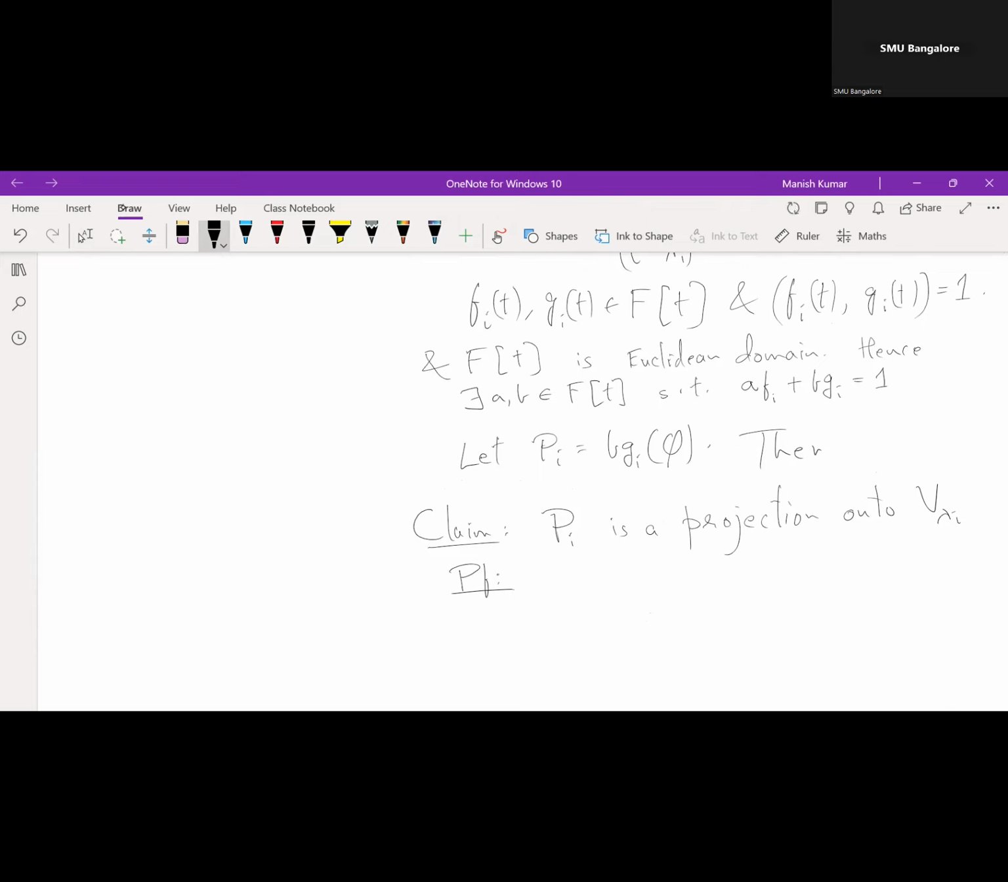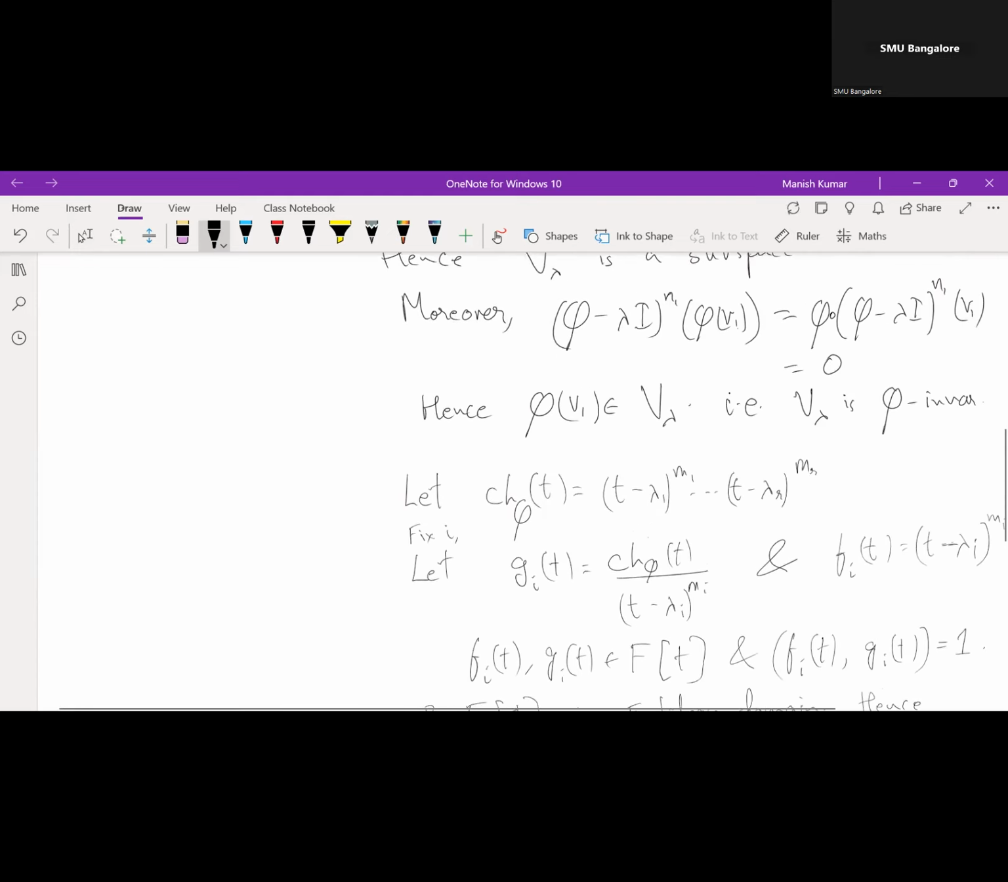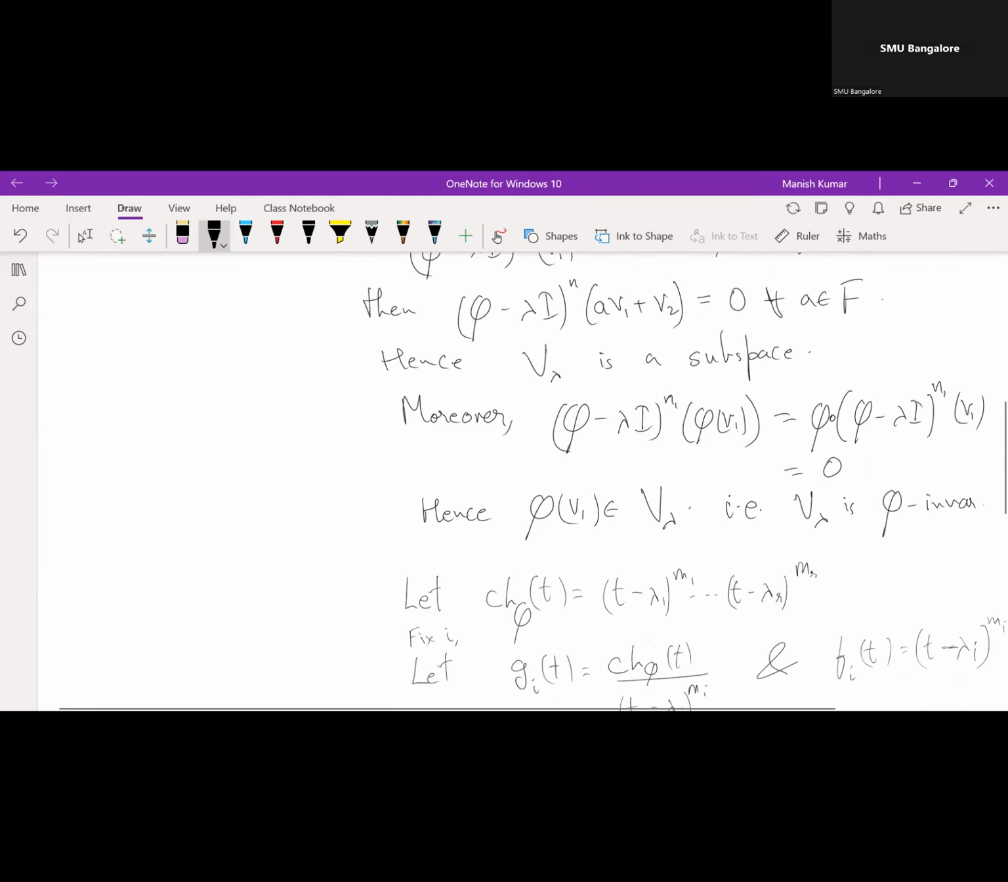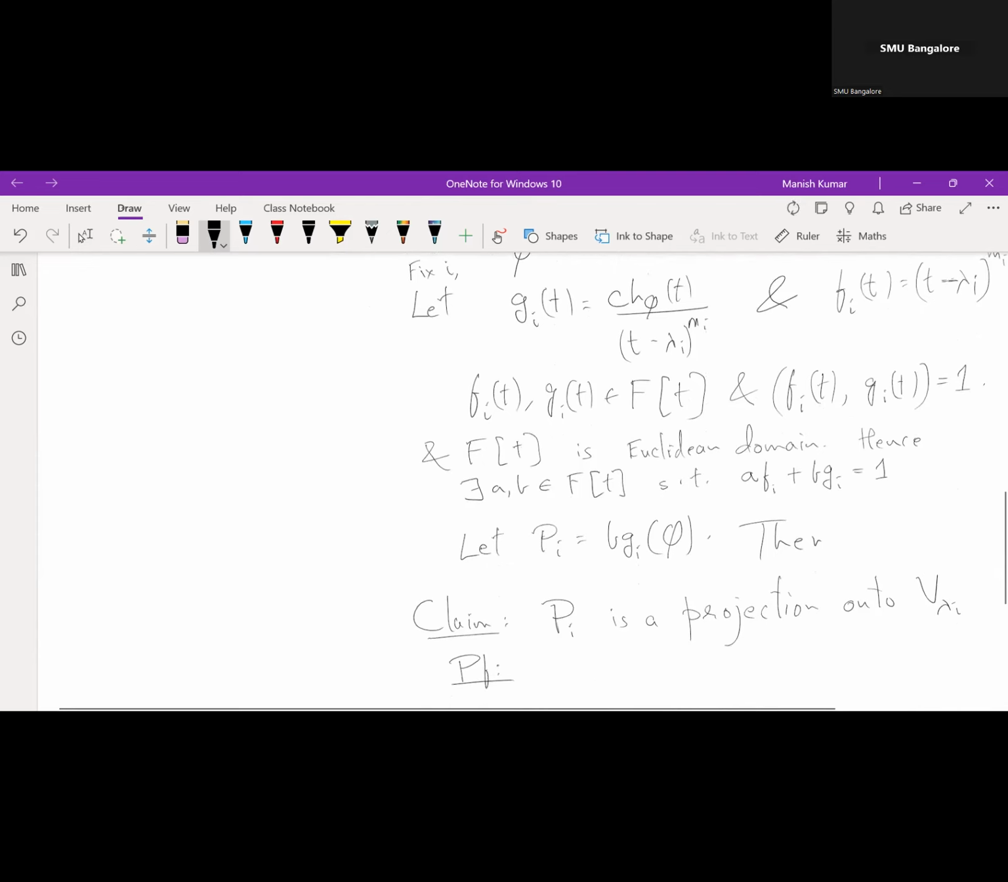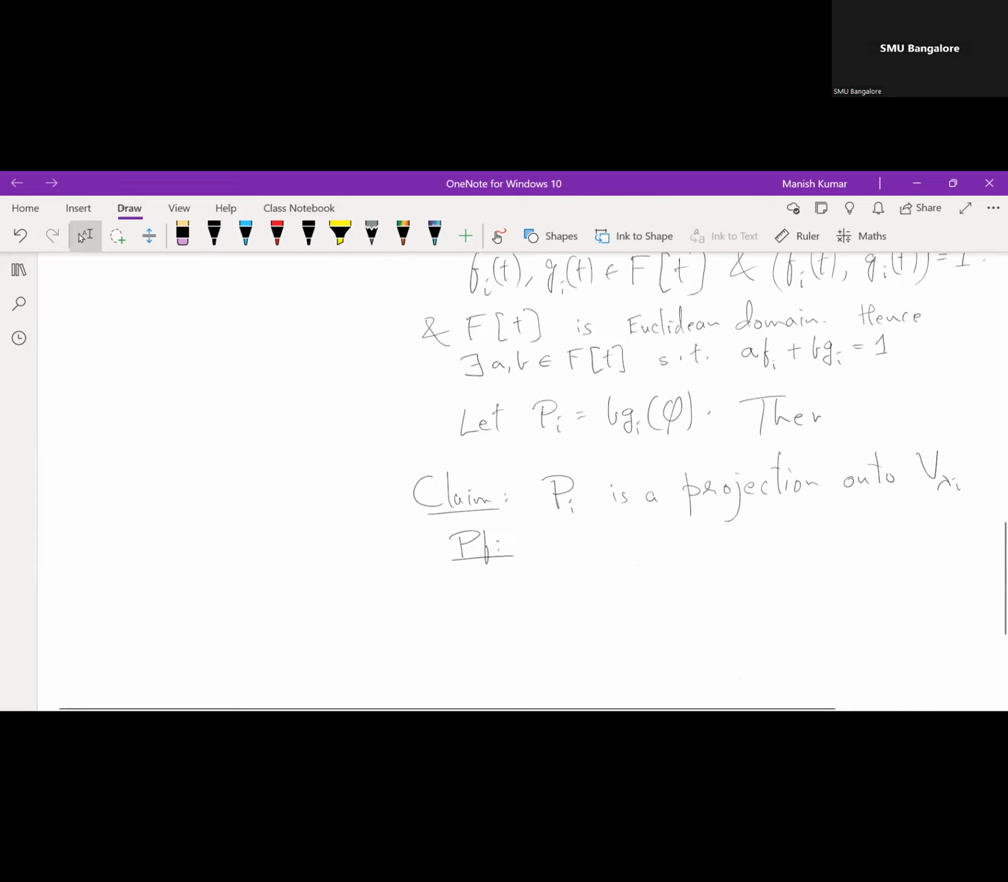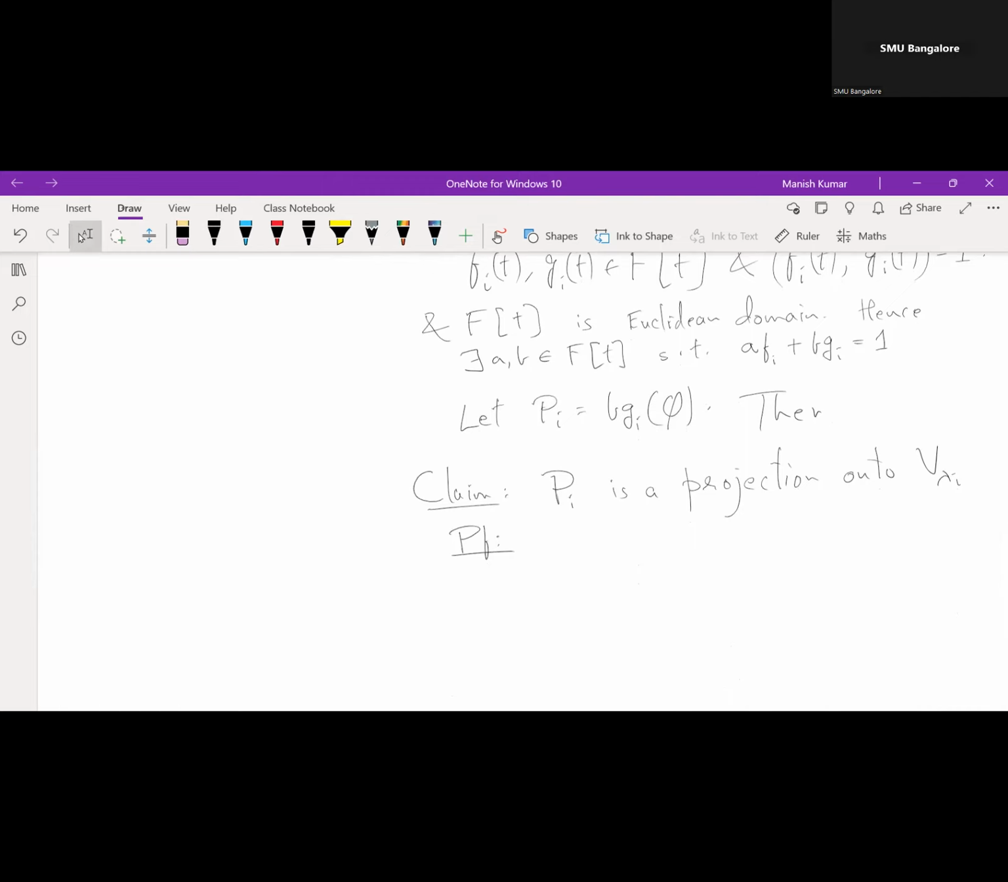So you will get an endomorphism. Phi was an endomorphism of V, so when you plug it into a polynomial, you get another endomorphism. That is what our pi is. Then what I want to say is that pi is a projection operator onto V lambda i. So let's see why that is true.